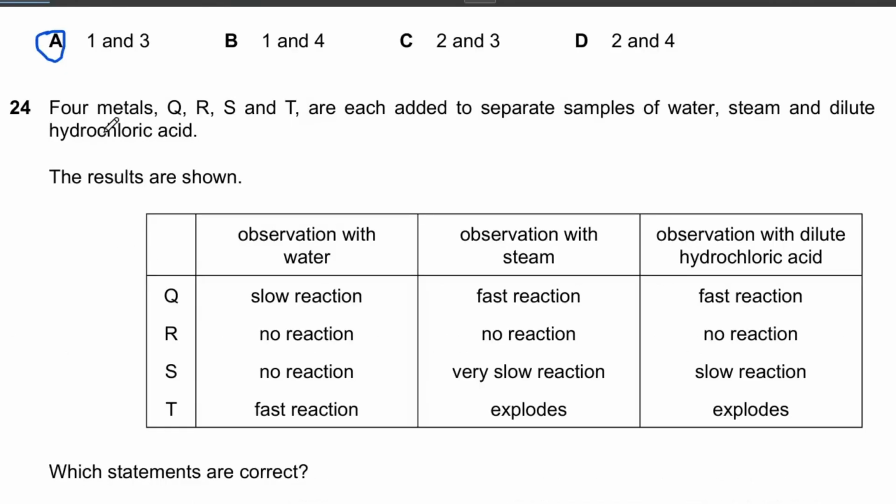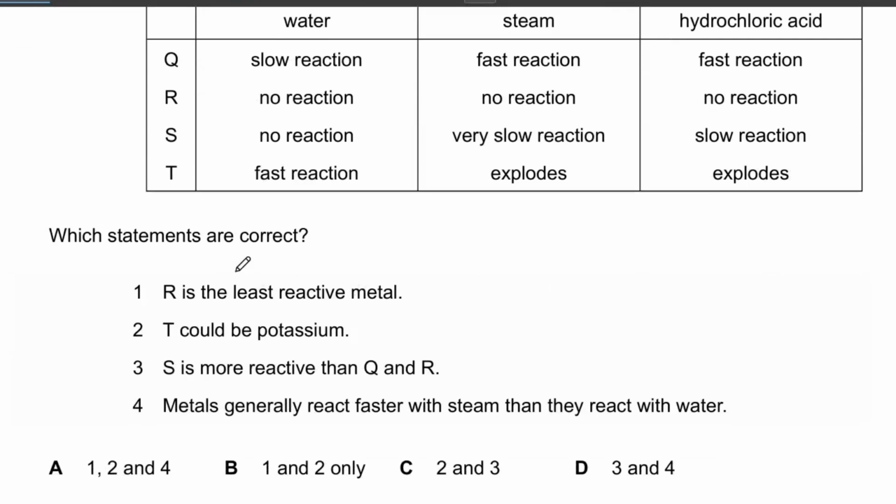Question 24. Four metals, Q, R, S, and T, are each added to separate samples of water, steam, and dilute hydrochloric acid. The result is shown. This is the result: observation with water, for Q, R, S, and T, observation with steam, and then observation with dilute hydrochloric acid. Which statements are correct? 1. R is the least reactive metal.